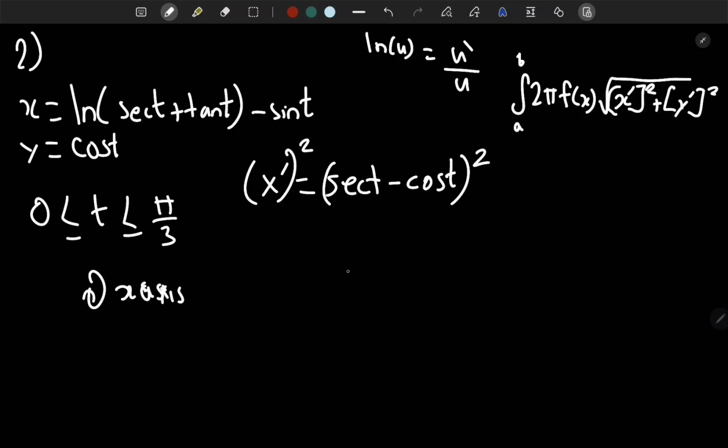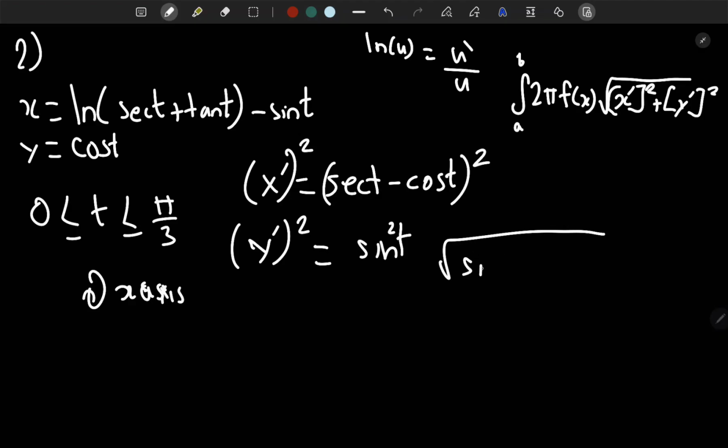So I'm going to do the radical part first, and here the y prime squared is simply going to be negative sine t and then square it, so it's going to be sine squared t. So now let's simplify our radical. It's going to be radical of sine squared t plus secant, and actually one thing that I forgot to do here is that we need to open these brackets up for x prime squared. So let's do that first before doing anything else.